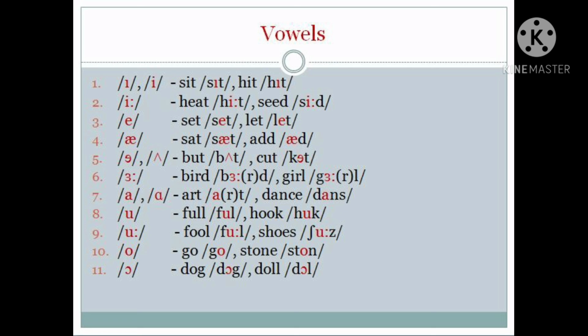Moving on to our 10th one, the sound is O and can be found in words like go and stone. And finally, coming to the 11th one, the symbol represents the sound O, as in the words dog and doll.